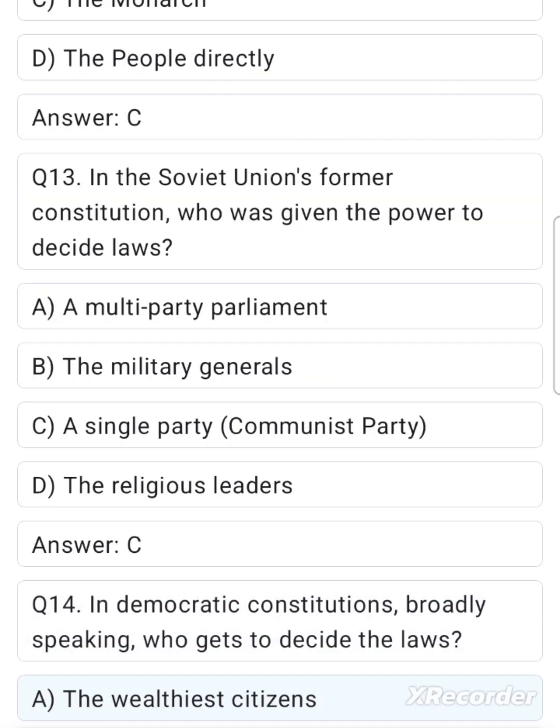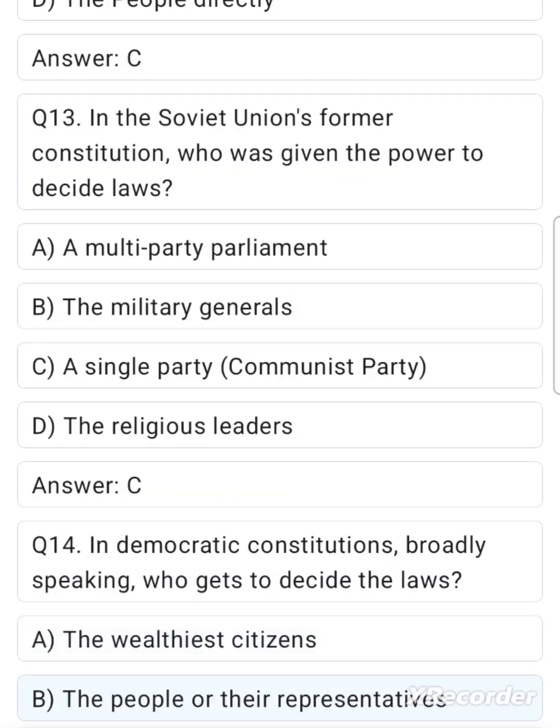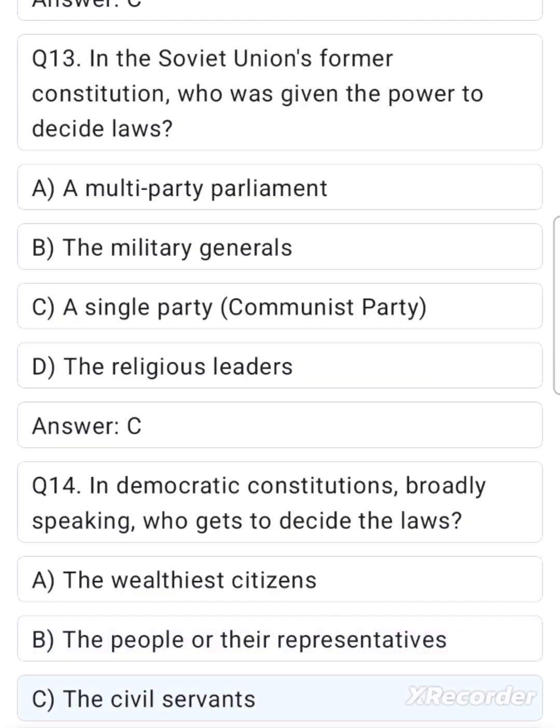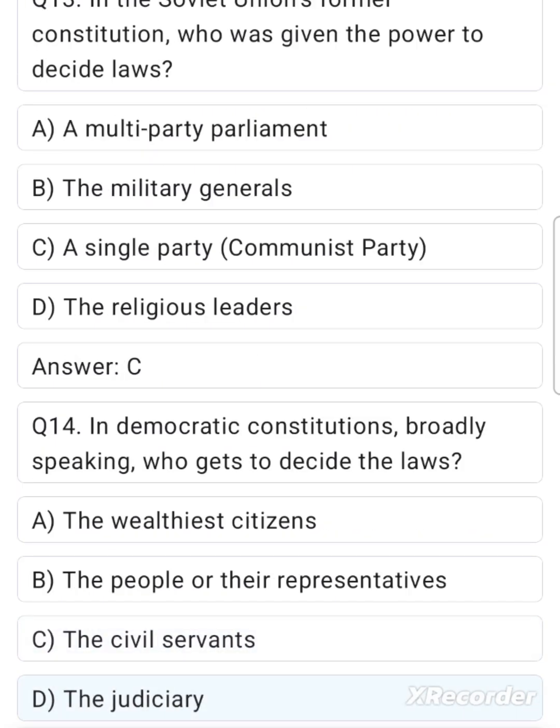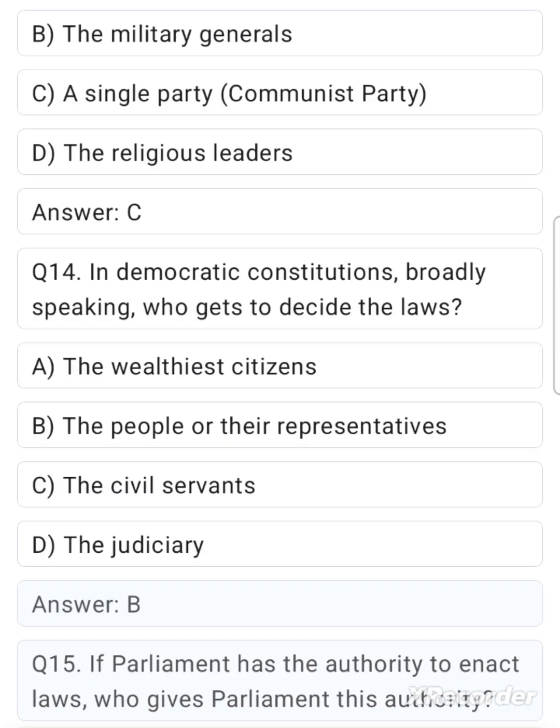Q14. In democratic constitutions, broadly speaking, who gets to decide the laws? A. The wealthiest citizens. B. The people or their representatives. C. The civil servants. D. The judiciary. Answer. B.